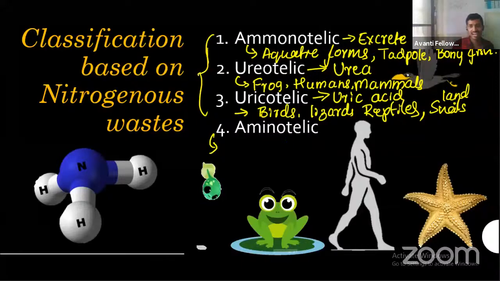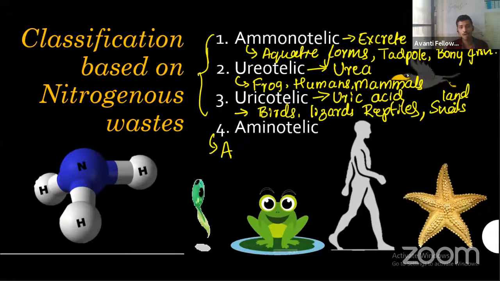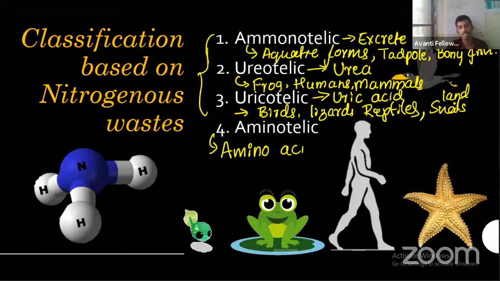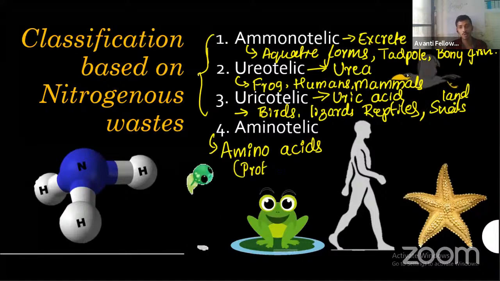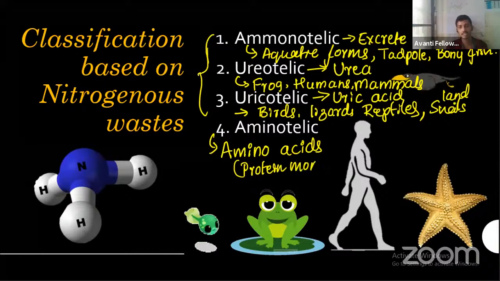One second. Okay, I'm a little bit distracted because of another question. Okay, aminotelic means they excrete in the form of amino acids. We will learn in detail about the amino acids in a later class, but they will excrete in the form of amino acids. That means protein byproducts. Amino acids are the protein monomers. Proteins are made up of amino acids.